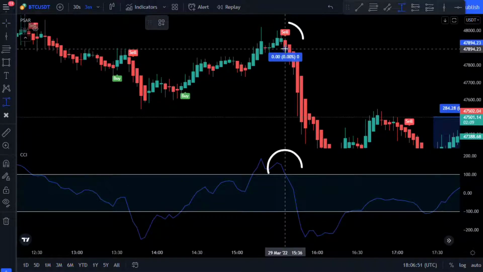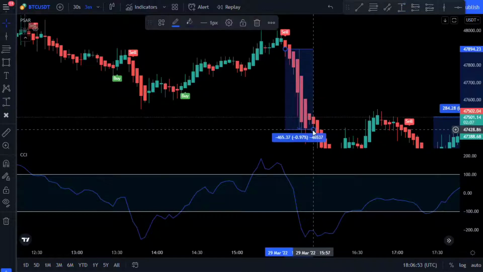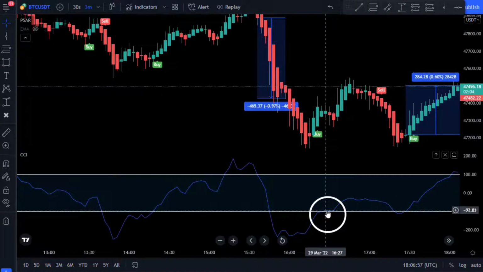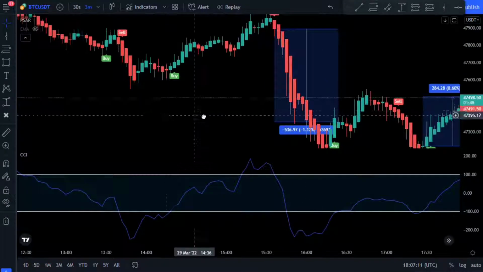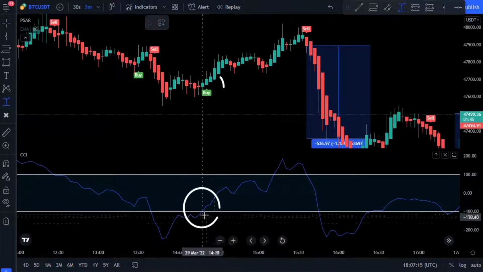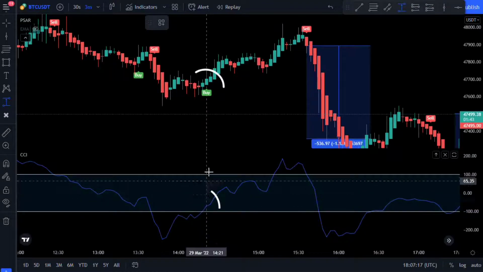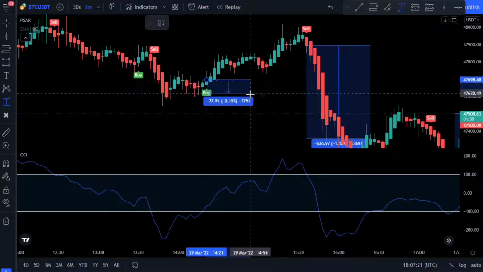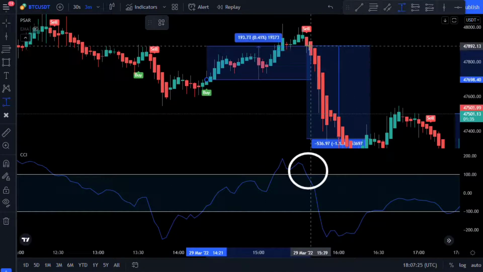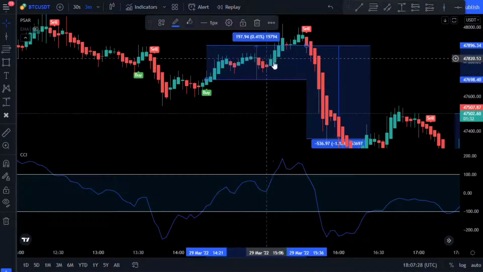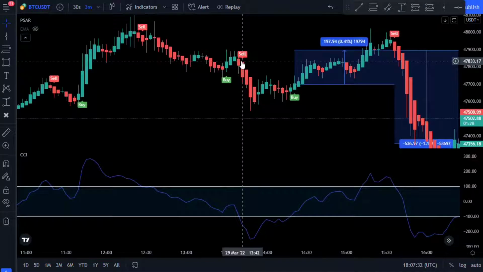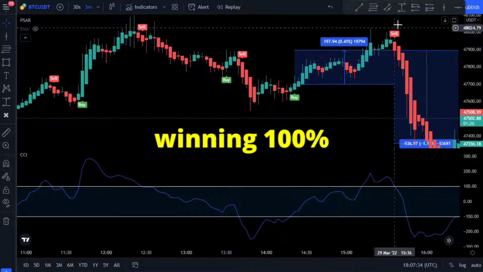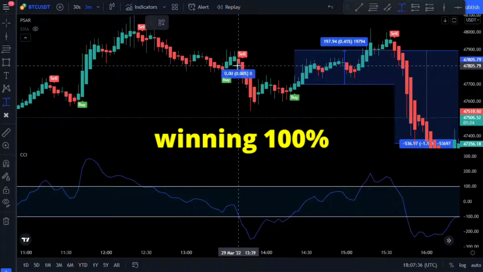Here, both indicators issued a sell signal. Here CCI signals the exit from the sell position. Here, both indicators have issued a buy signal. The CCI indicator here gives the exit signal that led to the profit. I will test a few trades with this strategy, so that you can see with your own eyes that the winning rate of this strategy is 100%.